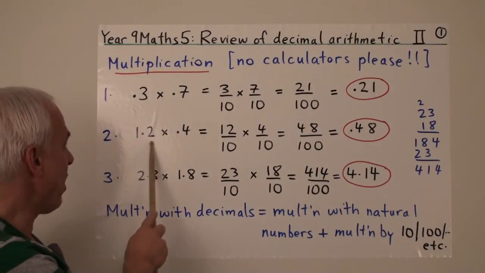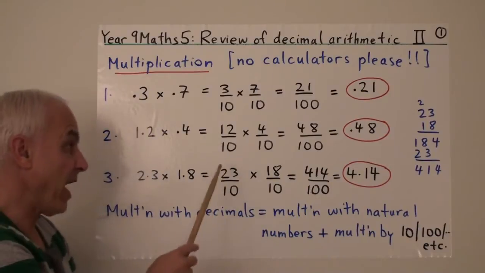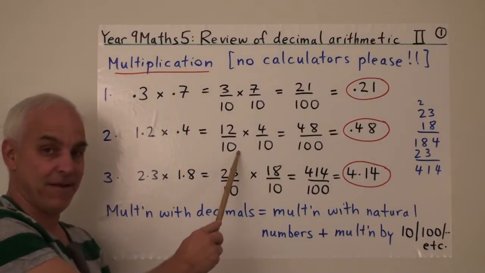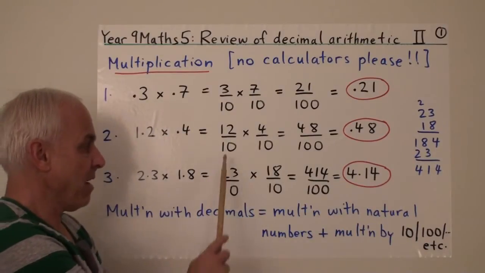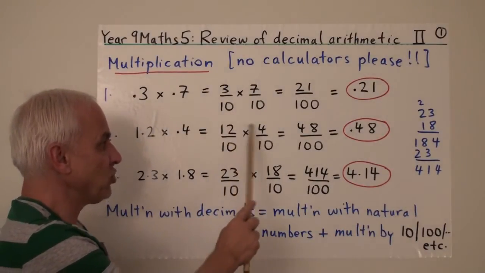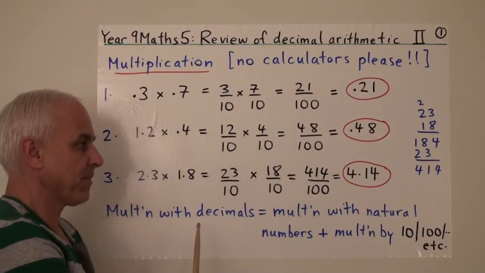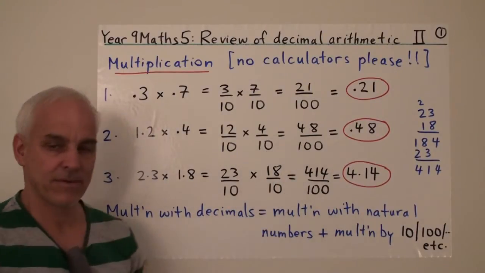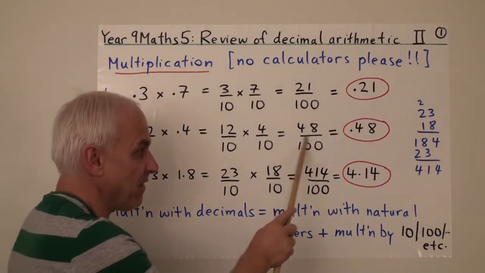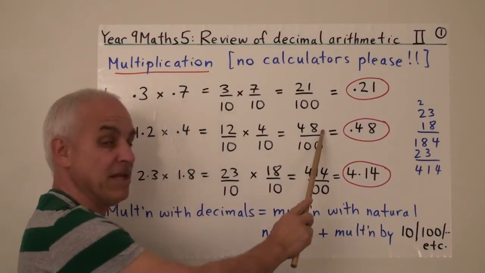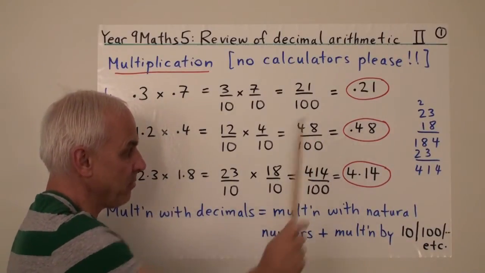Here's another example. 1.2 times 0.4. Well, 1.2 as a fraction is 12 over 10. 0.4 is 4 over 10. Multiplying these two fractions, 12 times 4 is 48, and 10 times 10 is 100. We get 48 over 100. And what is that as a decimal? Well, we have to divide 48 by 100, which means moving the decimal place over 2, just like we did in the previous example, to get 0.48.